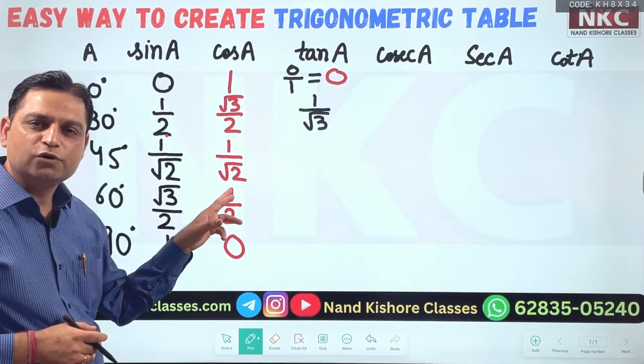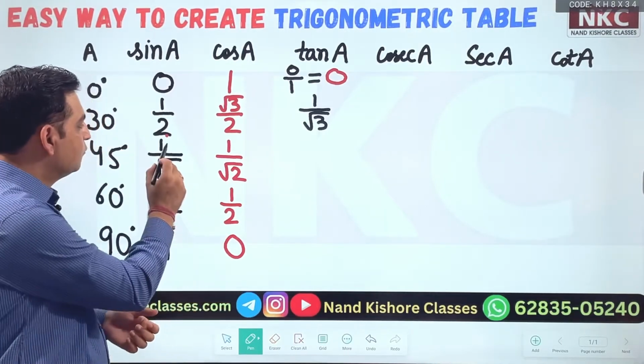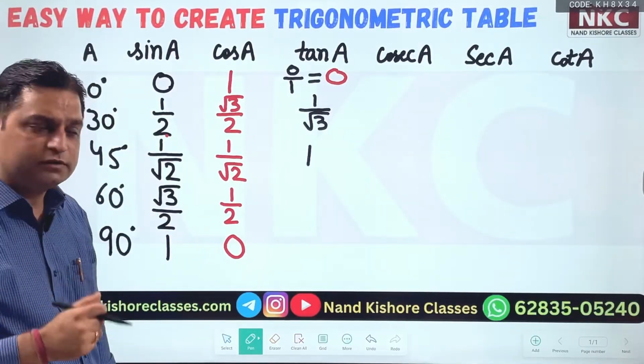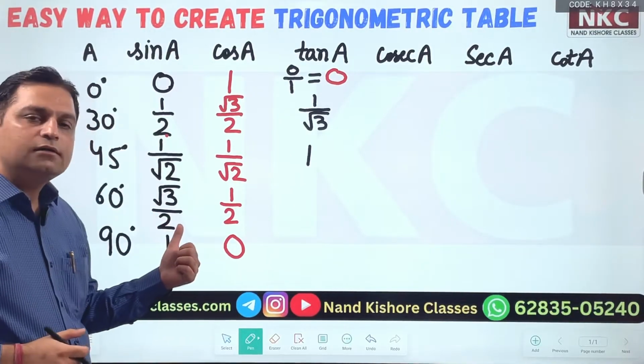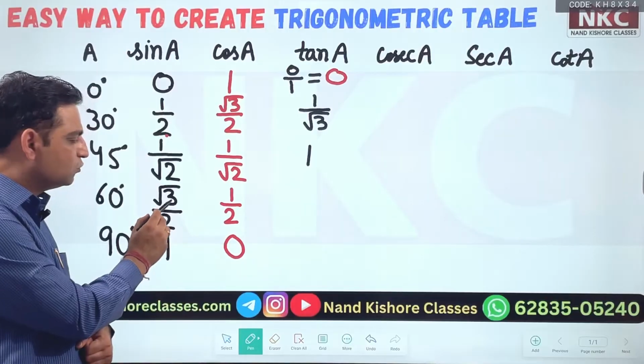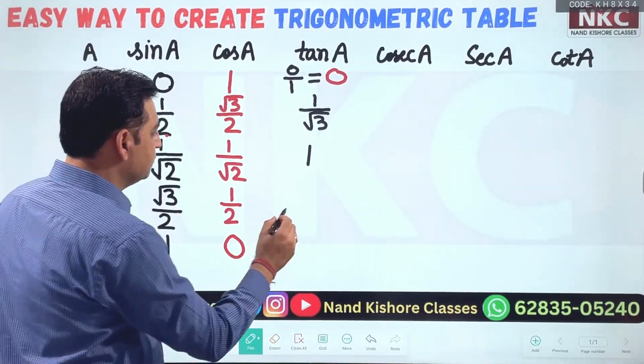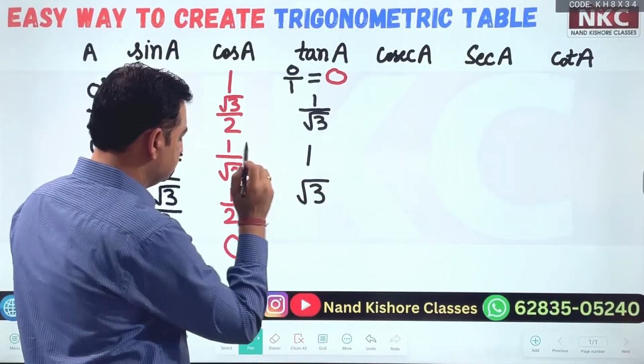Square root of 2, square root of 2, both are the same. 1 divided by 1 will be 1 only. So tangent 45 is 1. Tangent 60: root 3 is the numerator, 1 will be the denominator. When you divide them, we will get root 3 only.